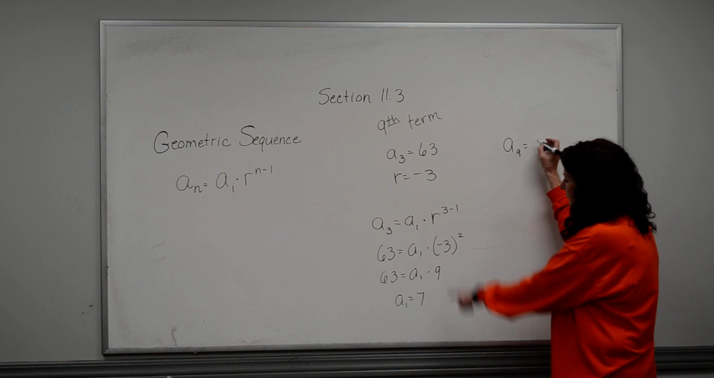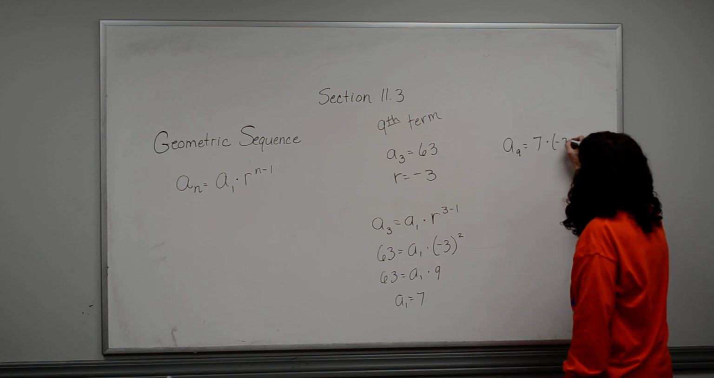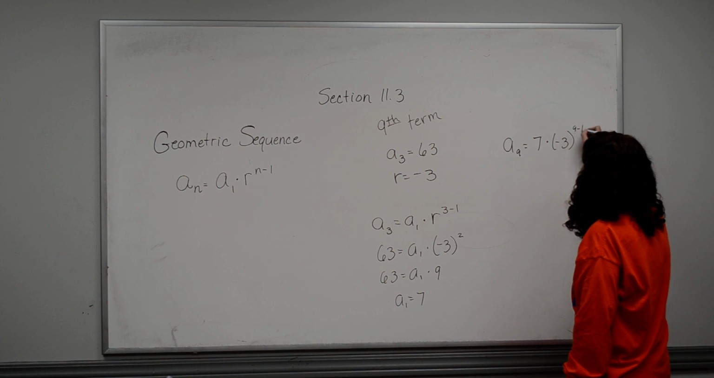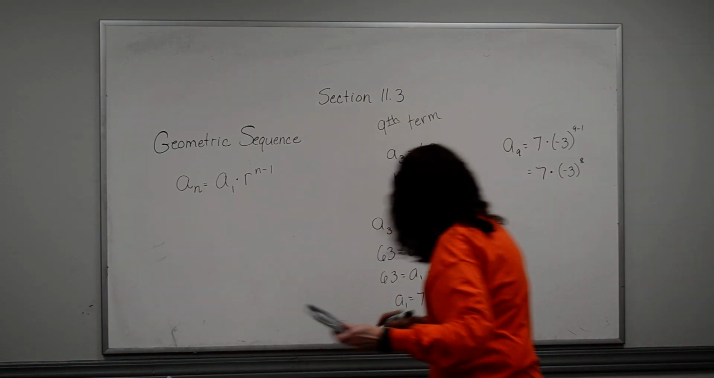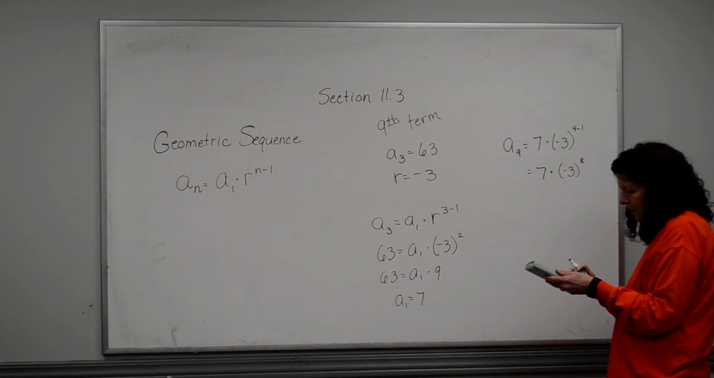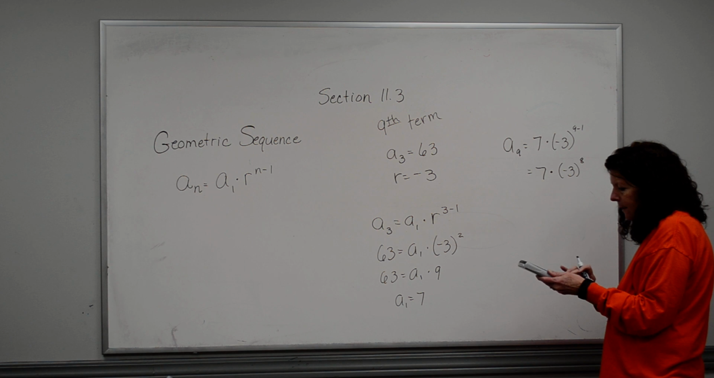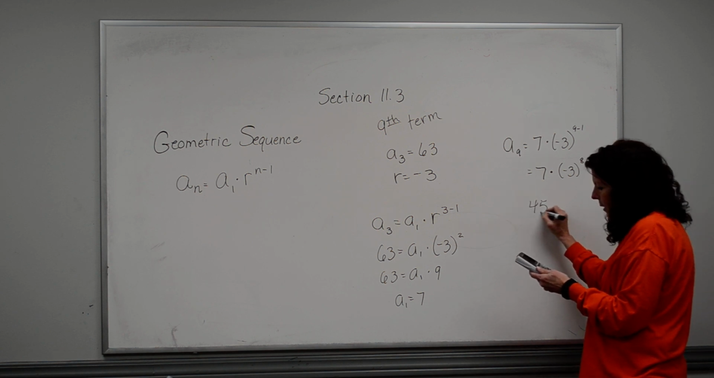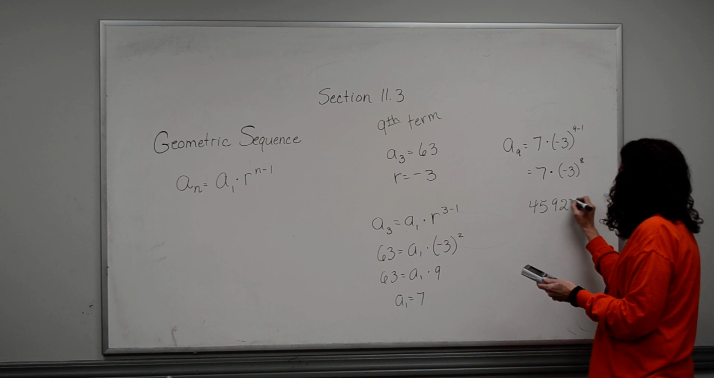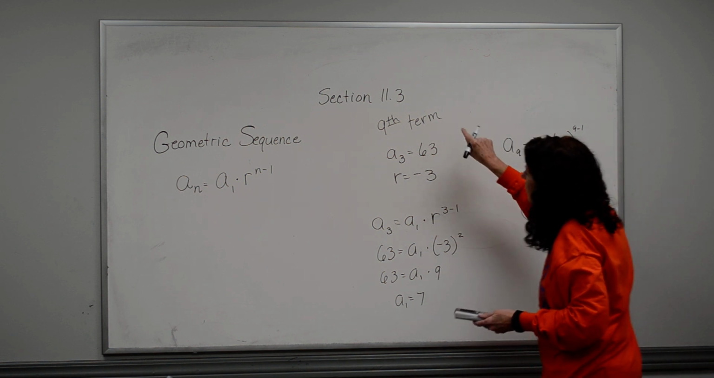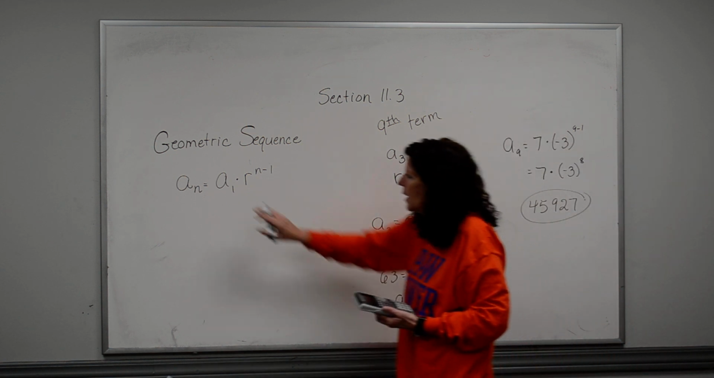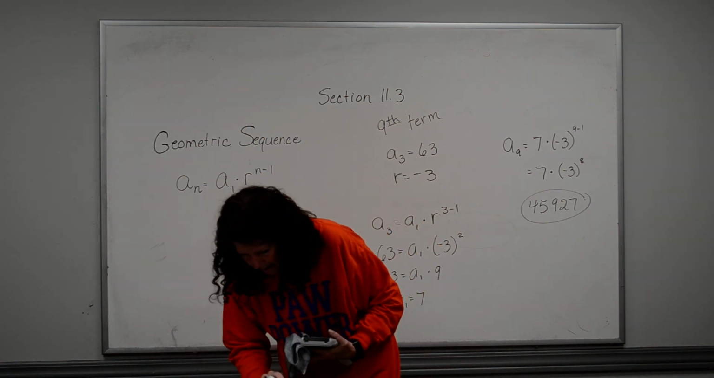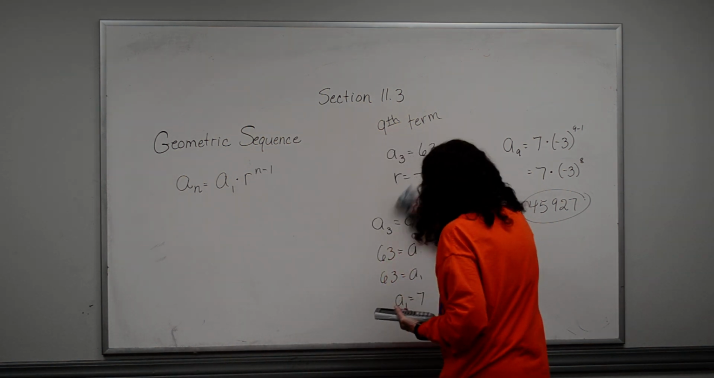A sub 9 is equal to 7 times negative 3 raised to the 9 minus 1 power. So 7 times negative 3 raised to the 8th power. Now make sure you put the negative 3 in parentheses. So I have 7 times, parentheses, negative 3 raised to the 8th power, which is going to give me 45,927. That is going to be the ninth term in the sequence that has an a sub 3 of 63 and an r of negative 3. It's all about using the equations.